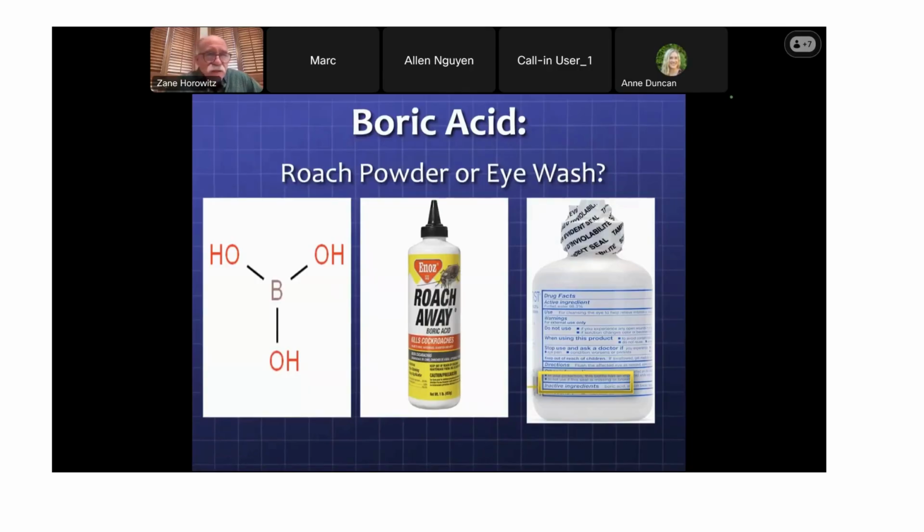Boric acid is a roach powder. You can see it right there. It's boron with 3 hydroxy groups on it. Or it could be an eye wash. There's a lot of eye wash which says inactive ingredient boric acid, except the amount is, like Paracelsus says, the dose is either therapeutic or toxic.